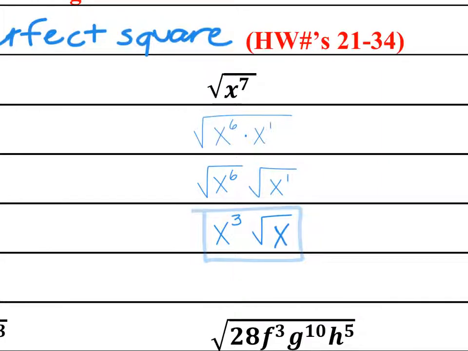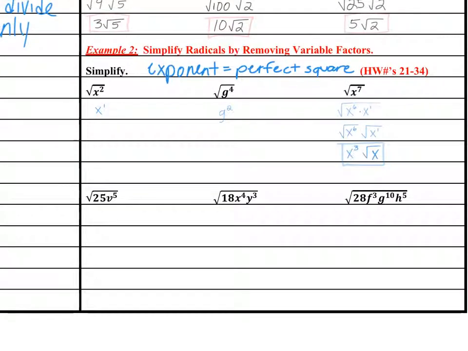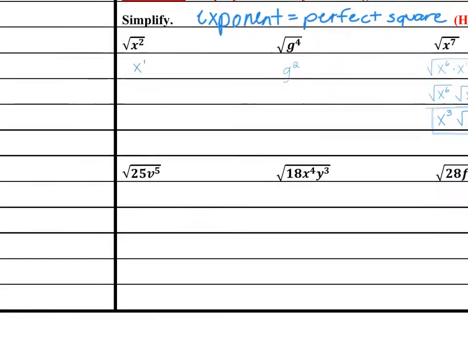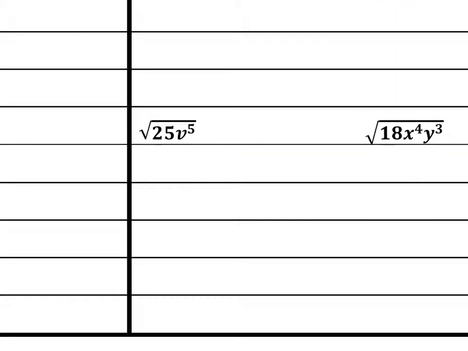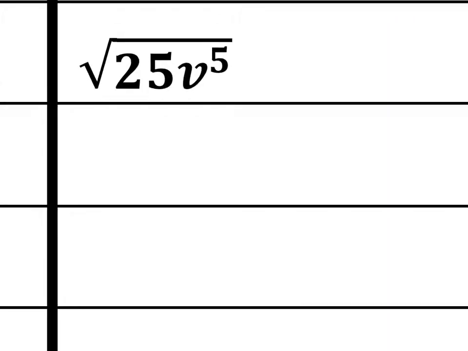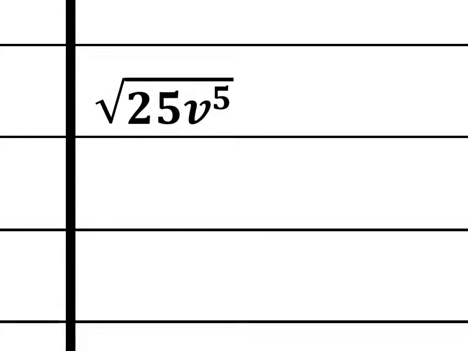Okay. And then the last three are combinations. So you have to simplify the number and the exponent. Sometimes you'll have a perfect square already, and so it makes it kind of easy. Square root of 25 is what? Guys, what's the square root of 25? 5. So let's make it simpler right off the bat. Let's write that as 5 times the square root of v to the fifth. That makes it a little bit easier.